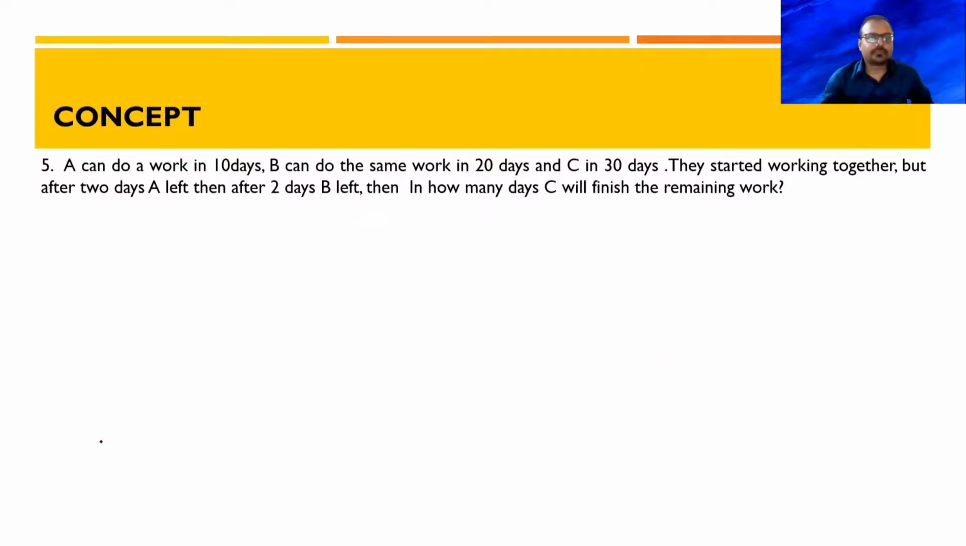Coming to question number 5. A can do a work in 10 days, B can do the same work in 20 days, and C in 30 days. They started working together, but after 2 days A left, and then after 2 days B left. In how many days does C complete the remaining work? So A is 1 by 10, B is 1 by 20, and C is 1 by 30. Since they are doing the same single work, the work is 1.